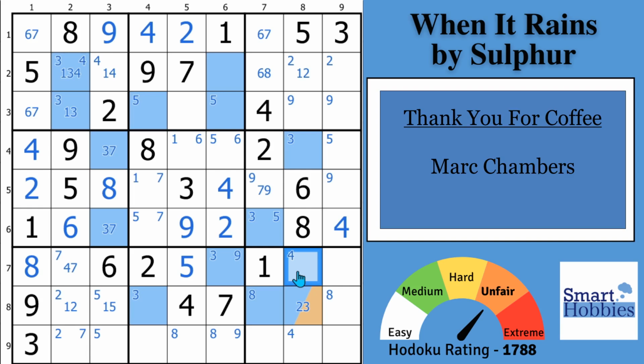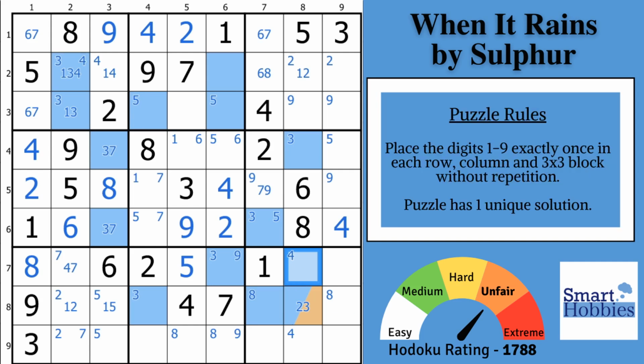What we can do is remove this as a 3, and there's only one place to put a 3 now in row 7. So that has to be a 3. And we're going to remove the colors here to help me show where the next place I can solve a 3 is.